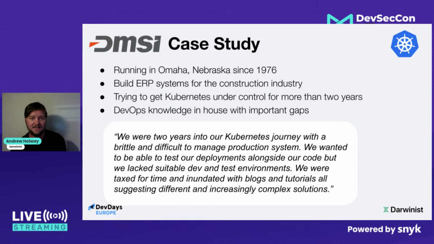So this is a case study about one of my customers based in Nebraska. Running since 1976, they've been building an ERP system for the construction industry. They're mainly based on a system called Progress OpenEdge, which is getting a little bit long in the tooth. And they've been trying to get into Kubernetes for their new stuff. So they're creating a bunch of Go services, a bunch of new front ends to move things away.